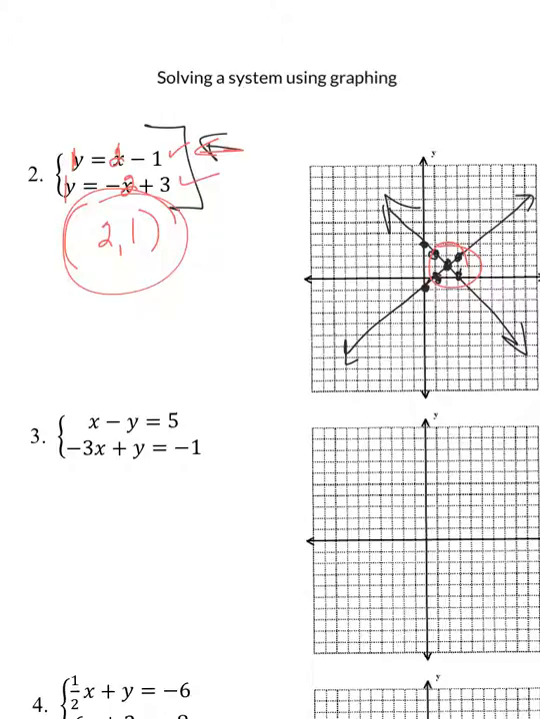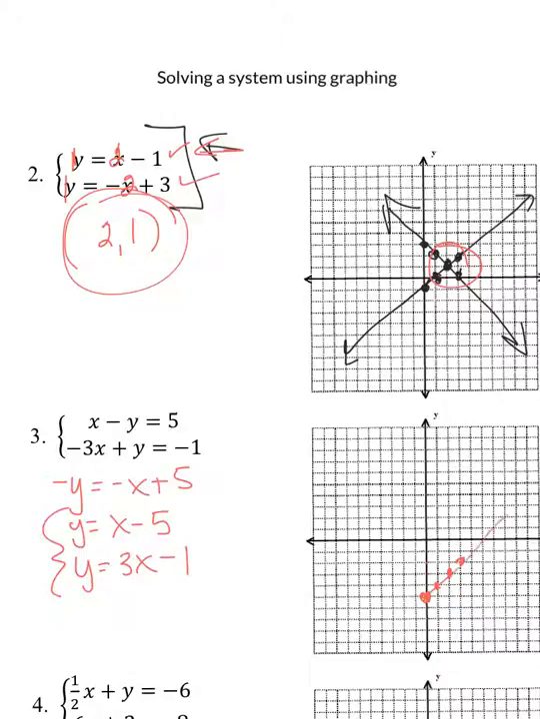So the first one, I'm going to subtract x from both sides, so I get -y equals -x plus 5. I know I can't have -y, so I'm going to make it y equals x minus 5. This second one, I'm going to add 3x to both sides, so I'll get y equals 3x minus 1, and there's my system. So x minus 5, so 1, 2, 3, 4, 5, and it has a slope of 1.